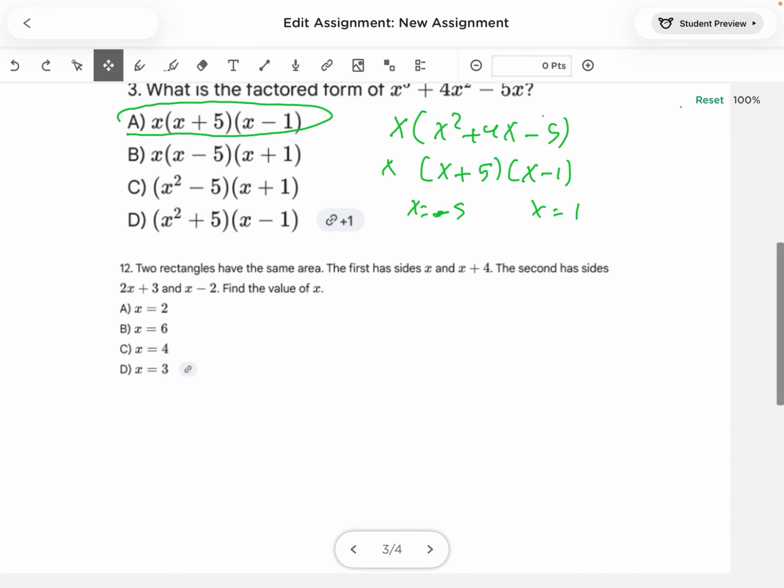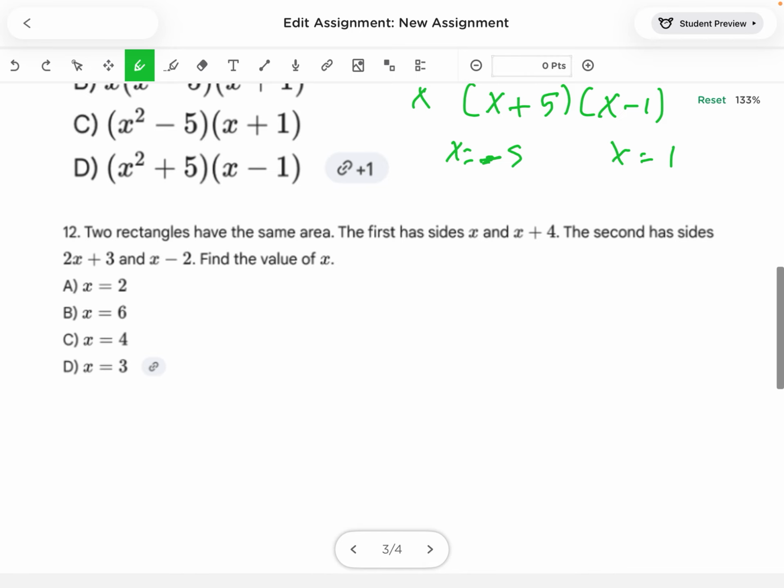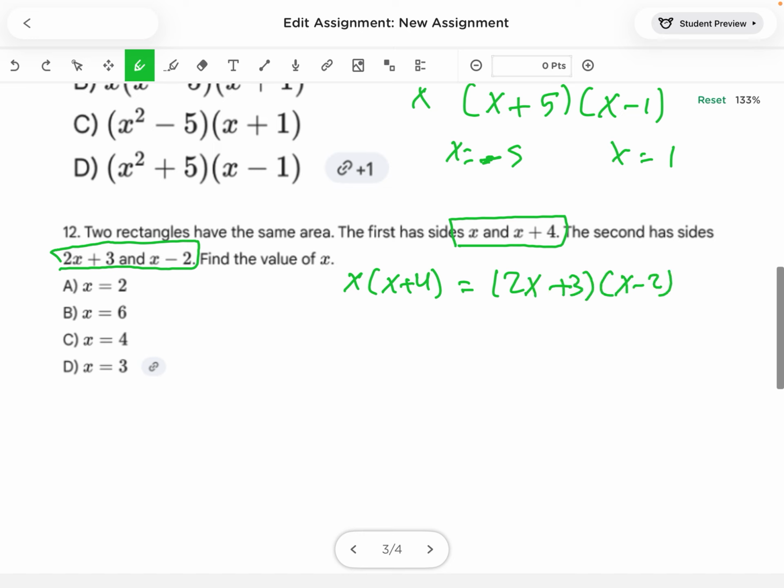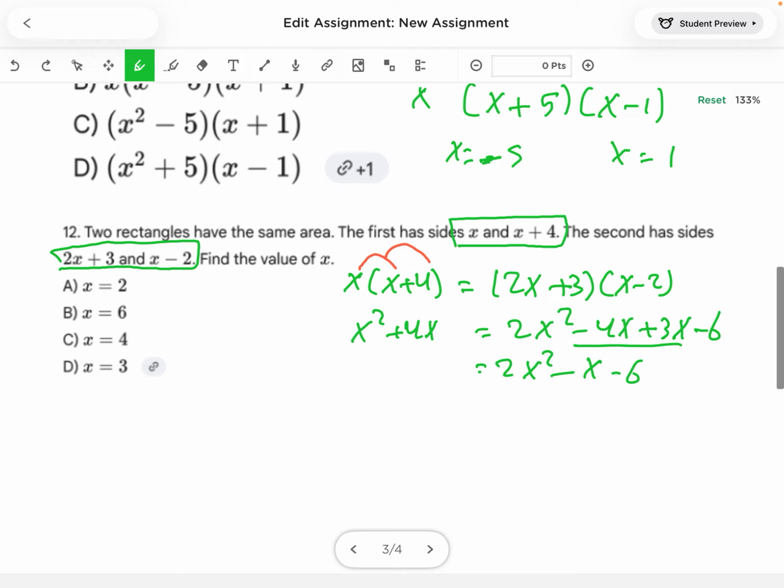This is the way of solving. Next one, two triangles with the same area. So the area of the first, length and width, equal the area of the second. That means x plus 4 equal to x plus 3 times 2x minus 2. Now we distribute. I will have x squared plus 4x, and I will have 2x squared minus 4x minus 6. These are like terms. Minus x minus 6. This is x squared. And I will move it to the right side to have 2x squared minus x minus 6 minus x squared minus 4x equals to 0.